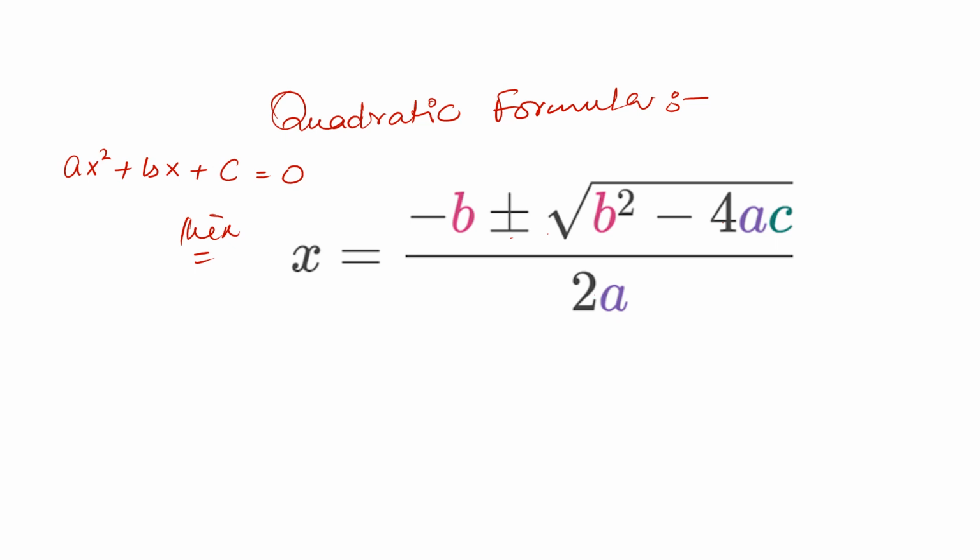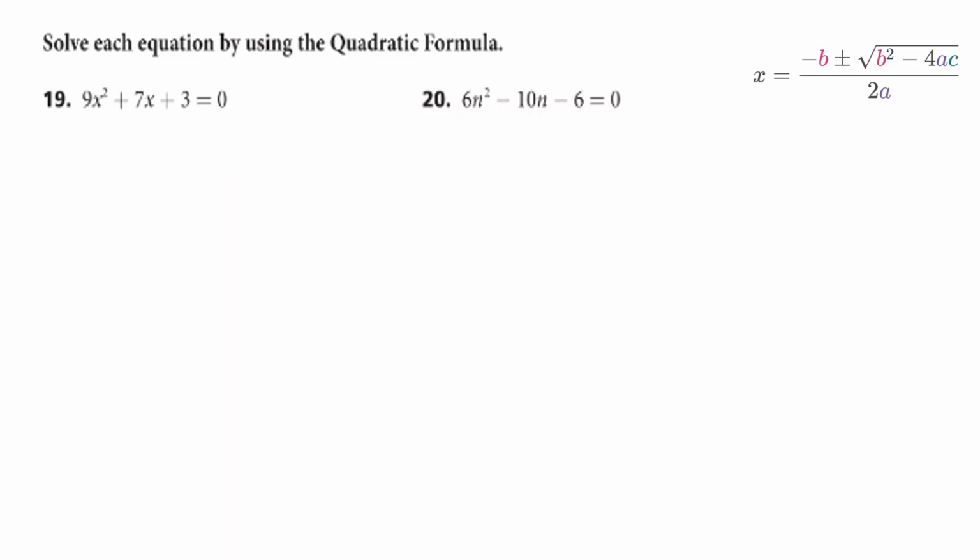Let's suppose we have an equation and they are asking you to solve it using the quadratic formula. First of all, make sure that after the equal sign, 0 is written. If it is so, then write down what is A, what is B, and what is C. A is the number written with the x square, so it is 9. B is the number written with the x, so here it is 7. And C is the constant number, that is 3.